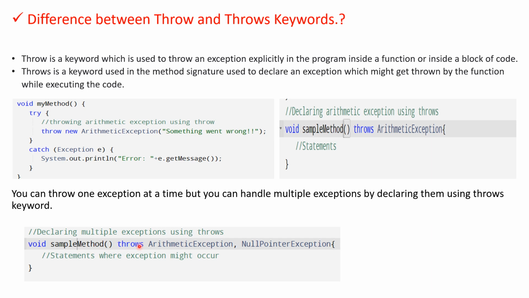So void sampleMethod throws, we don't know, it may throw ArithmeticException or NullPointerException, IOException. So based on our requirement, whatever we are dealing with in the particular method, based on that we can declare all those exceptions. Means we can handle multiple exceptions by declaring them in the throws keyword here. Then the statements, whatever exceptions might occur or not, we have to declare inside this particular block.